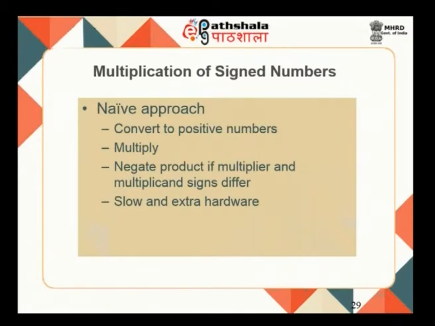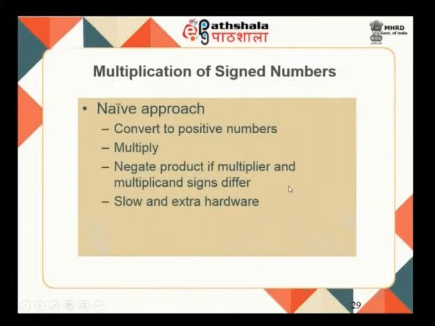So, now if you look at signed numbers multiplication, you just have to remember the rules of arithmetic. The simplest way of handling it is you just treat them as positive numbers, multiply, and then depending upon whether the signs of the two numbers are different or the same, you fix the sign of the result. So, you do not have to have any complicated algorithm to do it, but the only thing is you need to check the sign bits and handle it.